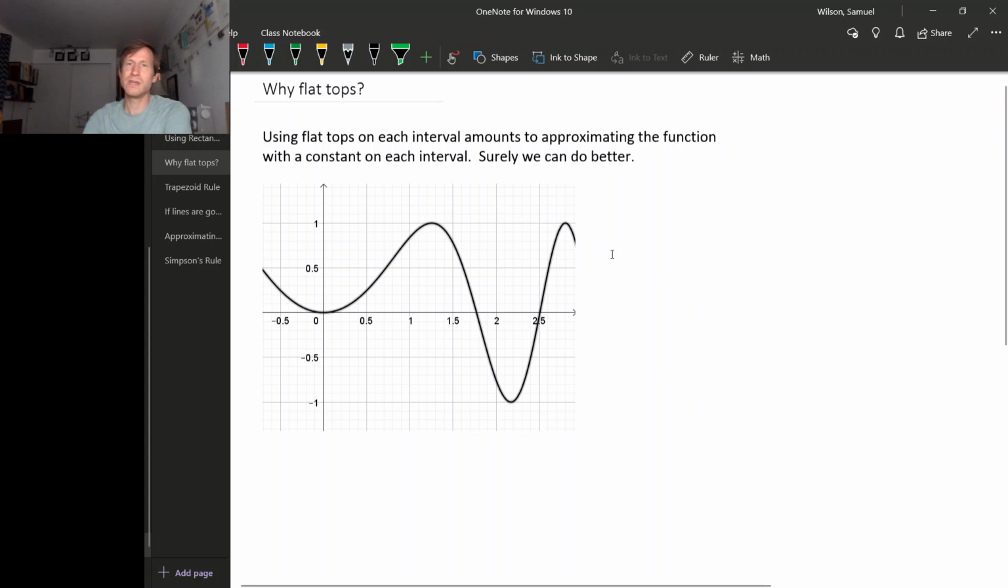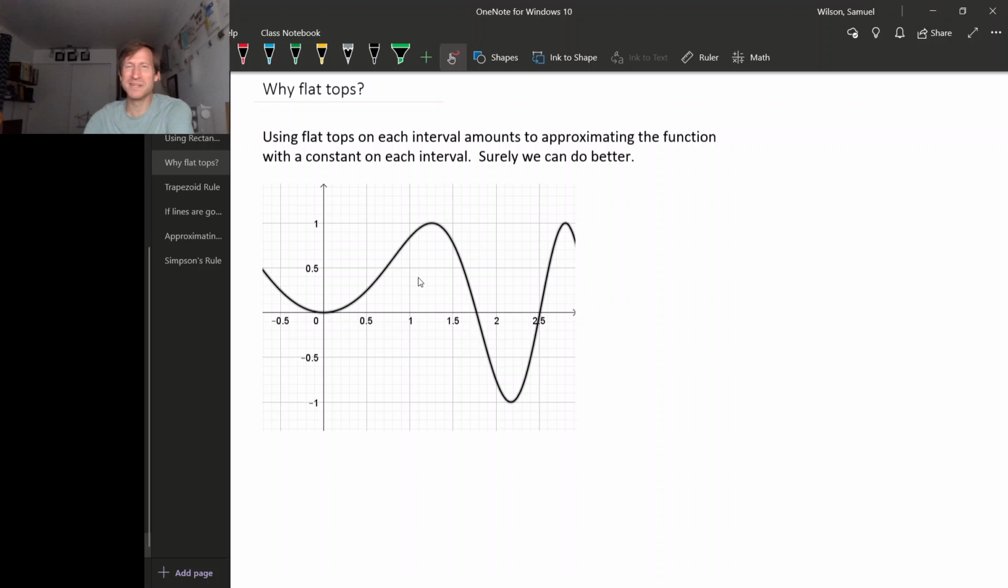When we worked out the left-hand endpoint, right-hand endpoint, and midpoint rules for approximating definite integrals, we were approximating the region that is the integral using a shape with a flat top, right? A rectangle that has a flat top.